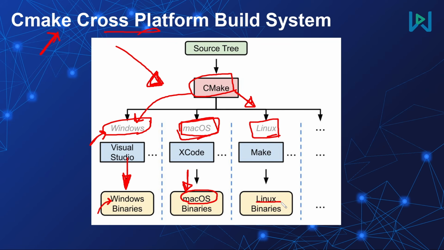But on top of that, CMake allows cross-compilation of our project. So we can generate a binary that is not targeting only a Windows machine, but we are aiming to target a macOS one or a Linux one. So this is possible as well.